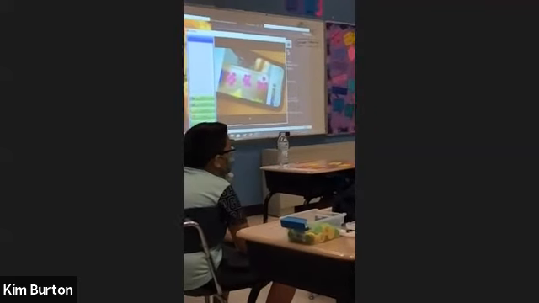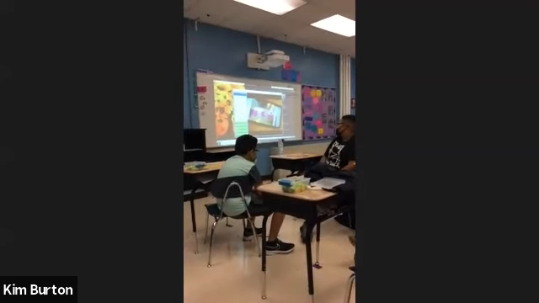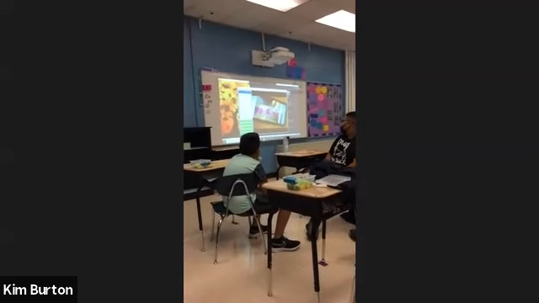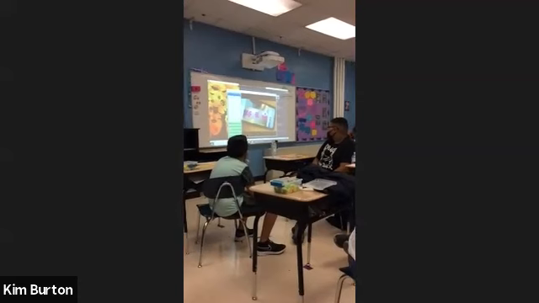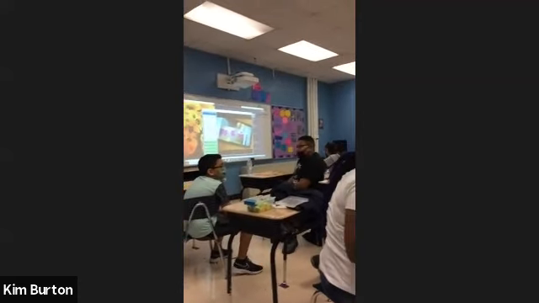And I want you to talk about what's represented here in this model with the pink chips that have a 10 on them, that I know is really hard to see. And how is it the same and different than the model that we saw at the beginning? So talk to your partner. What's the same? What's different?